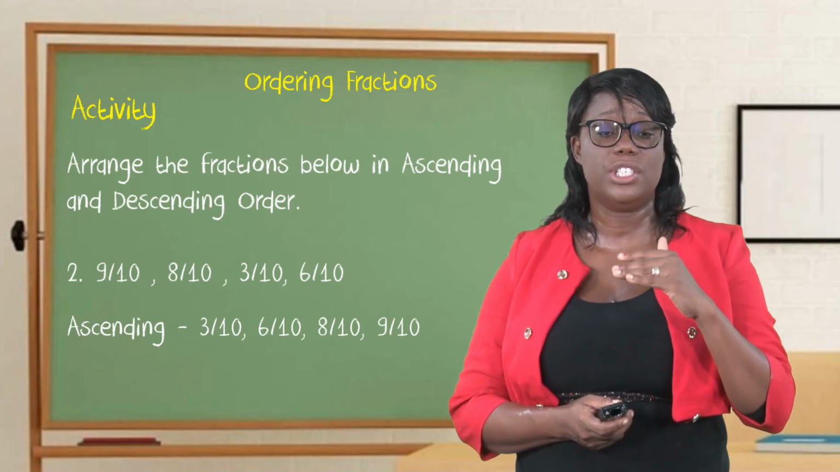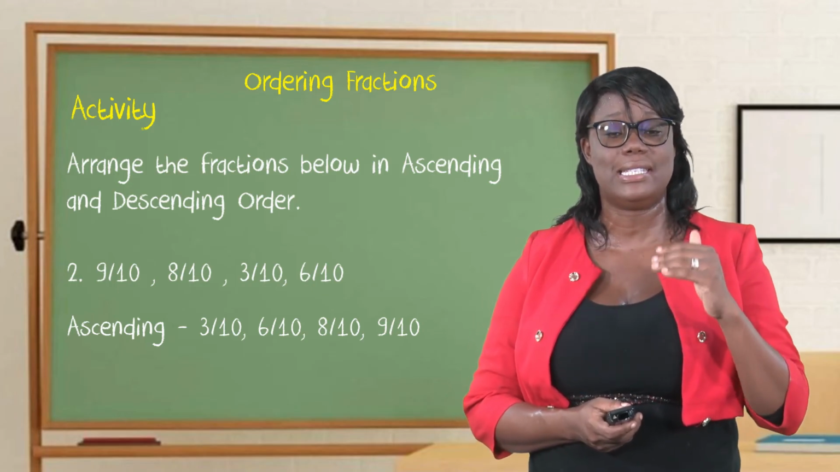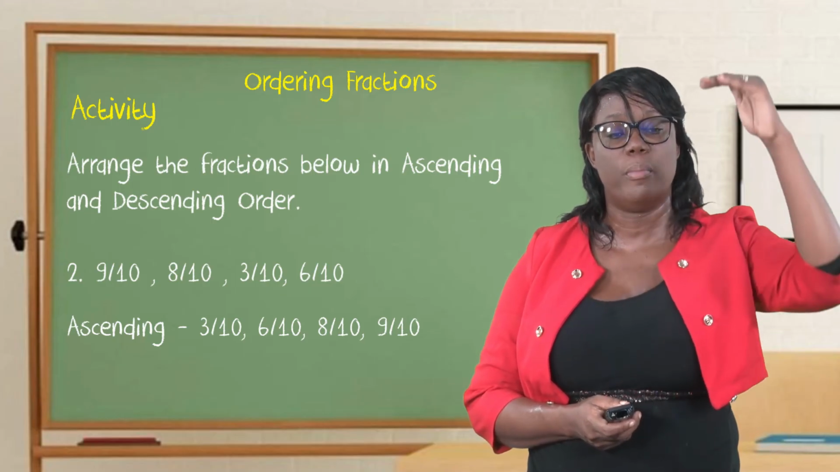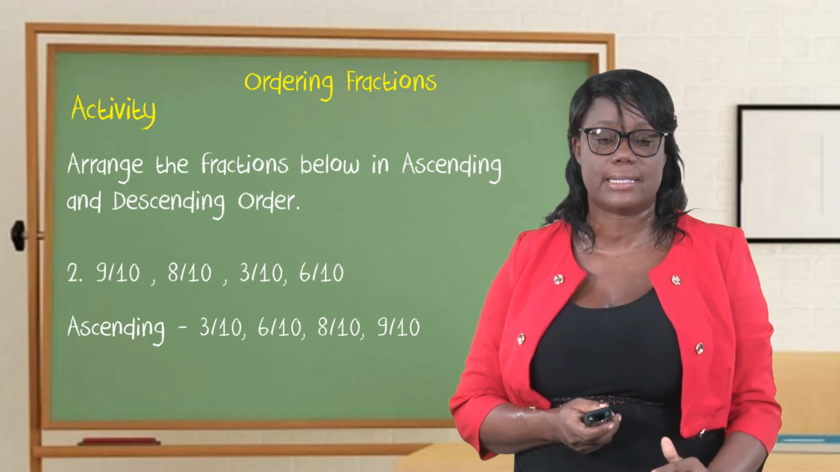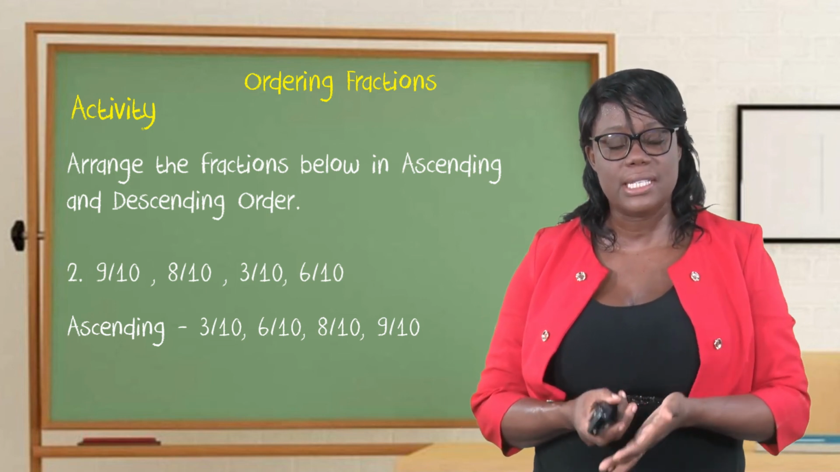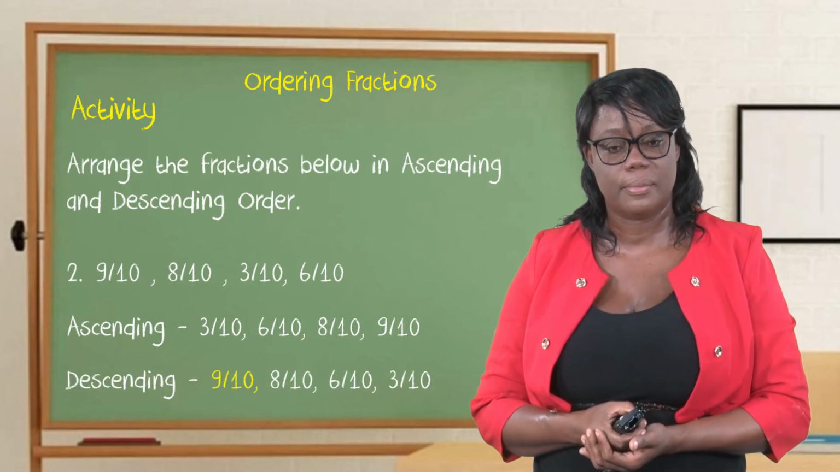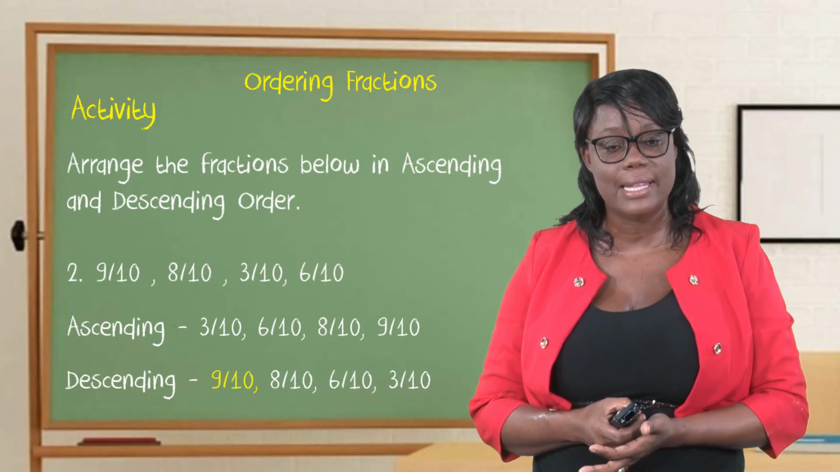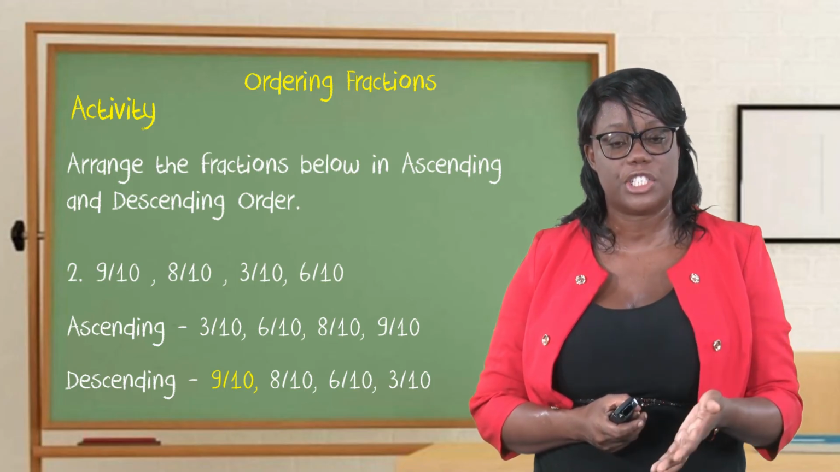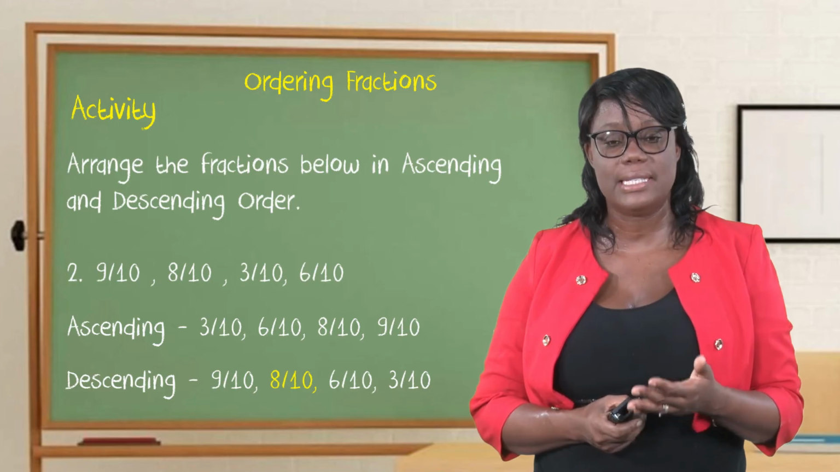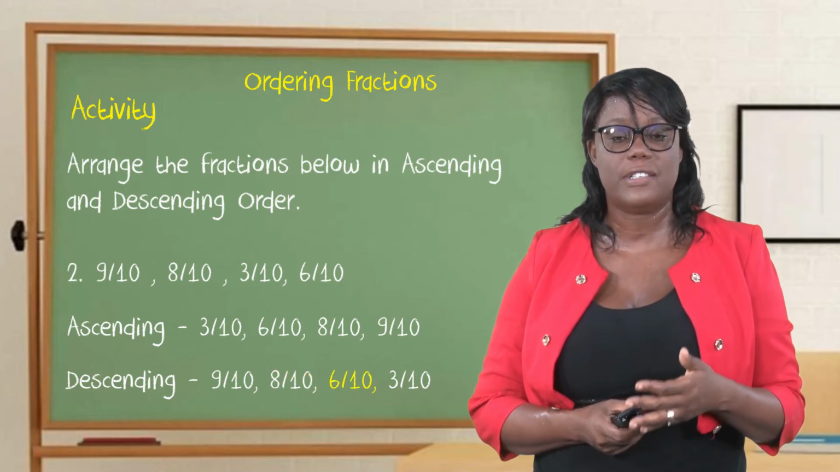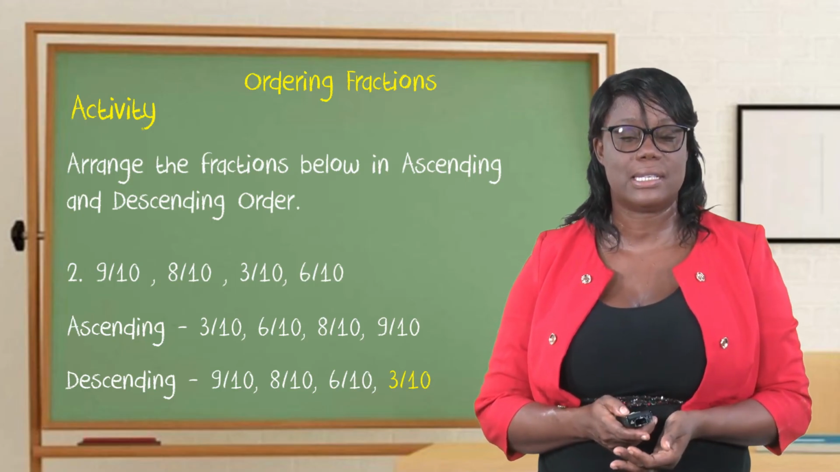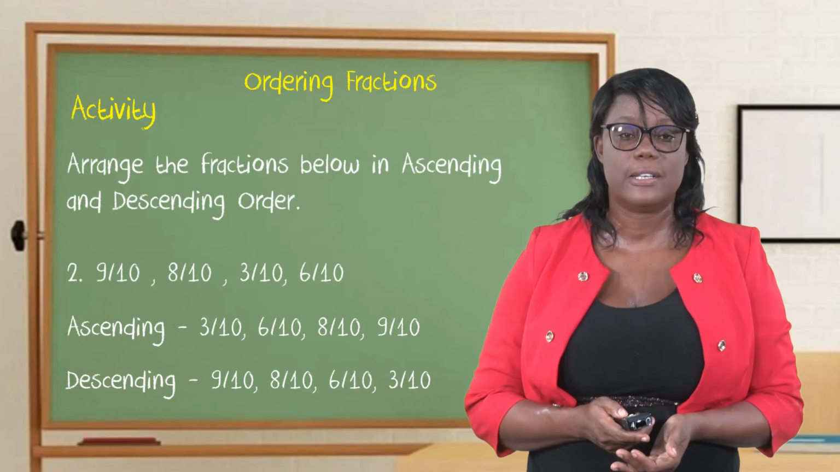Now we will arrange the same fractions in descending order. We're going to arrange these fractions moving from greatest to smallest. What is the greatest numerator there? Yes, it's 9. So the fraction 9/10 would be the greatest fraction. Then we have 8/10. Then we have 6/10. Then we have 3/10. Very good, boys and girls.